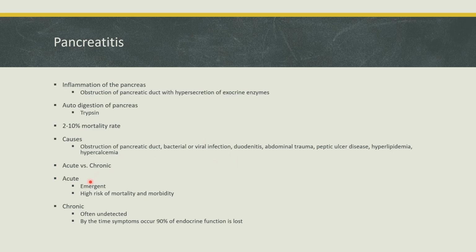So we can have acute or chronic. Chronic is often undetected because they have pretty mild symptoms. But by the time we figure out what's going on with these patients, they can have a very significant loss of their endocrine function, right? It can result in a type 2 or even a type 1 diabetes, right? If we have absence of beta cell function. And then acute is emergent, right? This is a high risk of mortality and morbidity because we have these enzymes breaking down our healthy, normal body tissues.